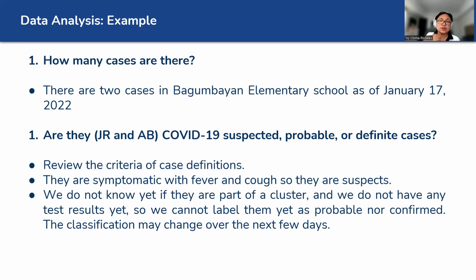So now you will get your DOH definitions or WHO definitions, the clinic definitions. Then you review them. They are symptomatic with fever and cough. So they are at least suspects, no? We do not know yet if they are part of a cluster. We do not have any test results yet. We cannot label them as probable nor confirmed. So do note that the classification can change over time because it depends if you suddenly see a cluster or that you test and therefore they become confirmed. Yes. So here at this point, they are still suspects, no?